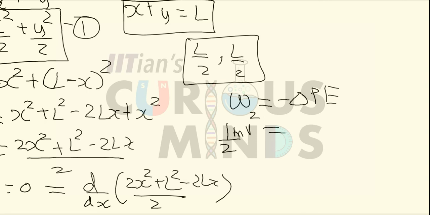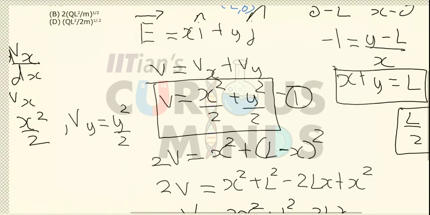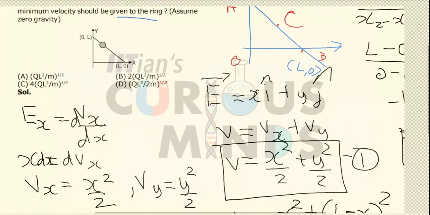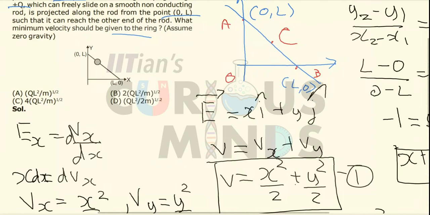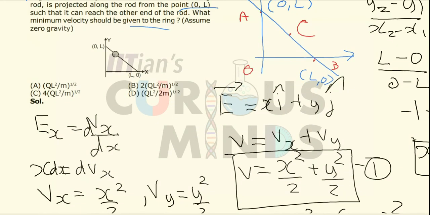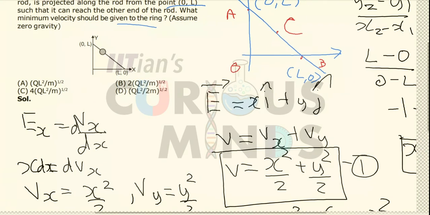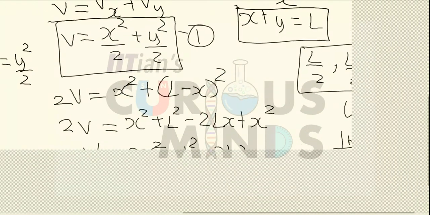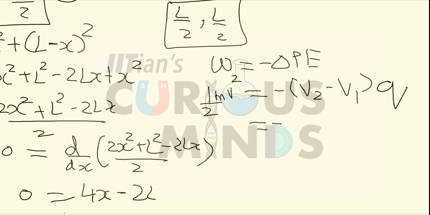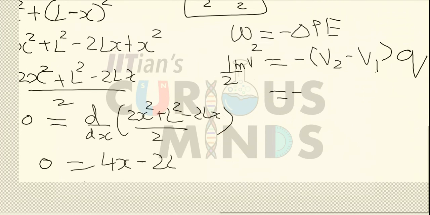Let us say that the kinetic energy at this point is equal to half mv square. That is the work done on the given body. I have to find out the work done, or the kinetic energy, or the minimum velocity given. And at the critical point, let us assume it almost comes to rest. So now in this case, it can be written as negative of v2 minus v1 into the charge of the particle, where v2 and v1 are the voltages.